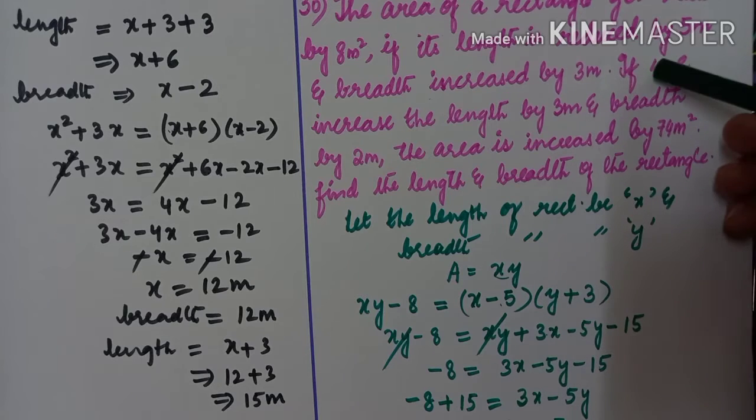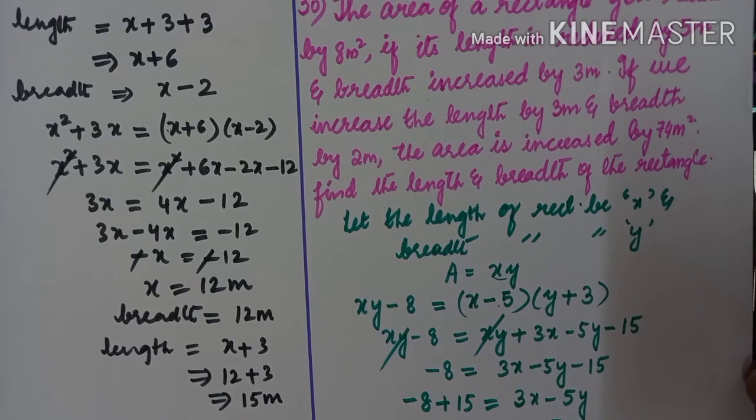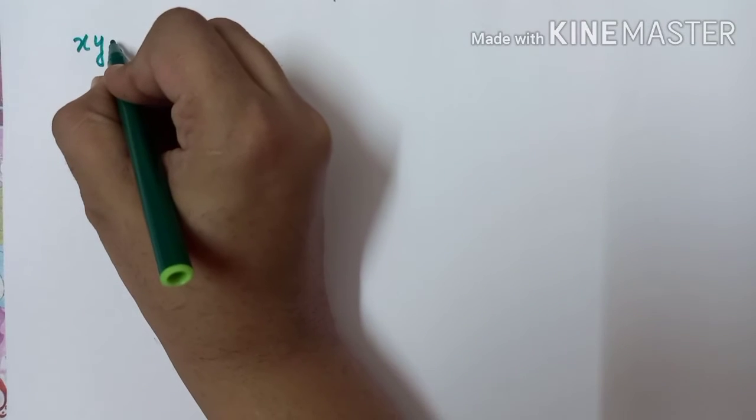Now after that, the other statement you're having: if we increase the length by 3 meter and breadth by 2 meter, the area is increased by 74 meters square. Now let us see what to do. Here the area is increased by 74 meters square. So what is our area? Our area is nothing but xy. What we have assumed for length and breadth, you got x and y, so xy will be our area.